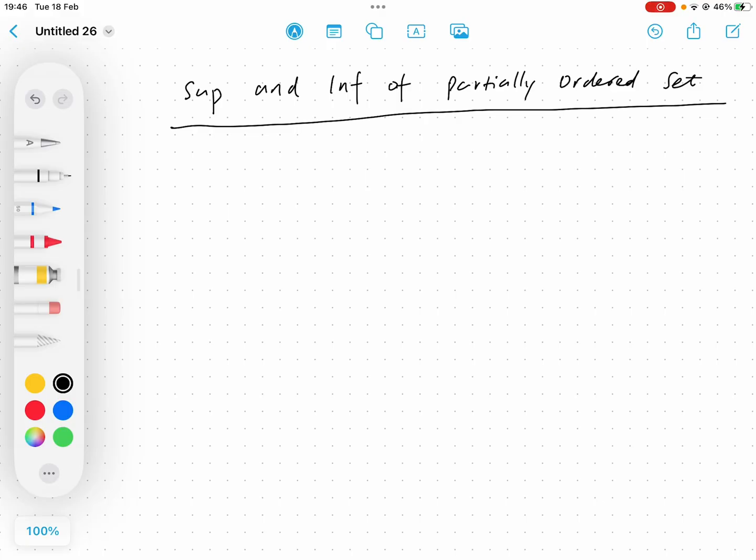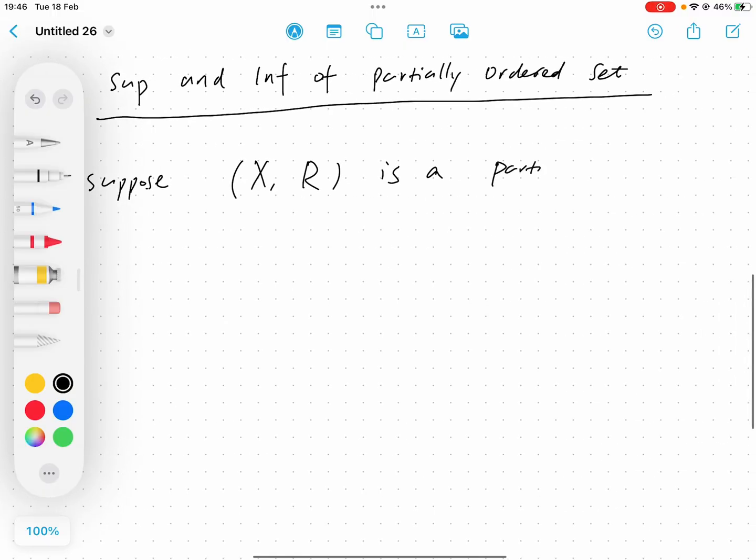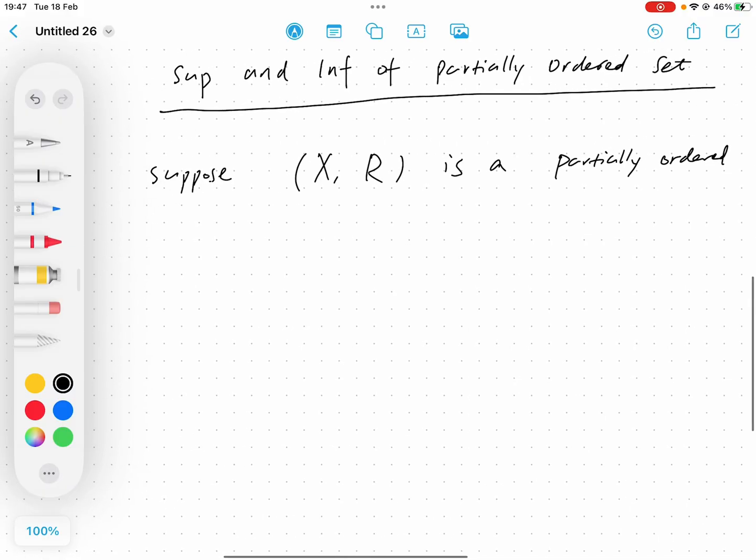So to begin with, let's first define a partially ordered set. Suppose we have this set X, and we're going to have this binary relation R. So this is a partially ordered set. Then we're going to define the supremum and infimum of this partially ordered set, but actually we're going to do that on a subset of this X. So let's consider some subset S of this X.